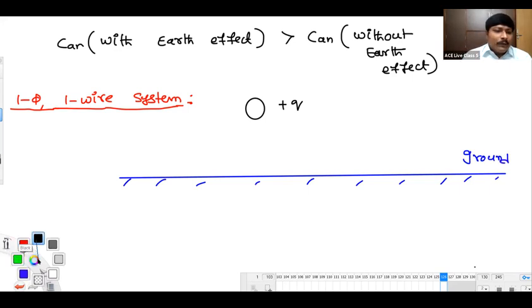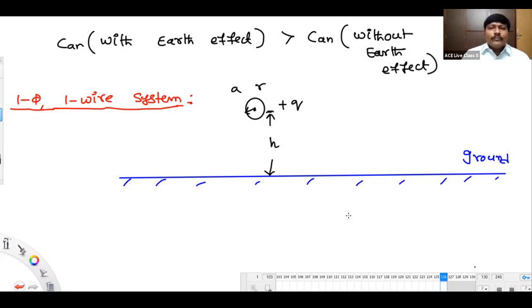And this conductor A, what we have taken now, is having a smaller radius. This is at a height h from the ground. Tell me please, what is the capacitance of this conductor A to neutral? That's the question. Capacitance of conductor A to neutral.